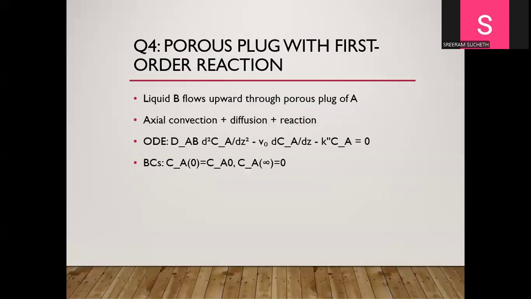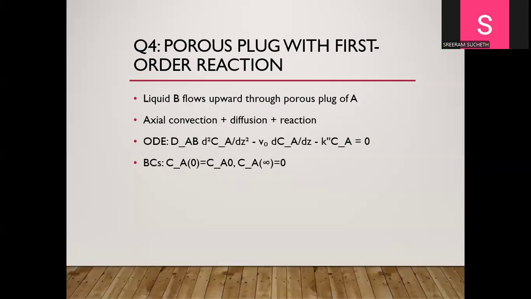In the next question, this question is based on a porous plug with first order reaction. In this problem, the liquid flows upward through a porous plug of A. Here, A dissolves and reacts by first order reaction. So in this case, we have axial convection and diffusion, and also reaction taking place. So the governing ODE becomes DAB into d²CA/dz² minus V naught dCA/dz minus K double dash into CA equal to 0. This includes the diffusion, convection, and reaction together.